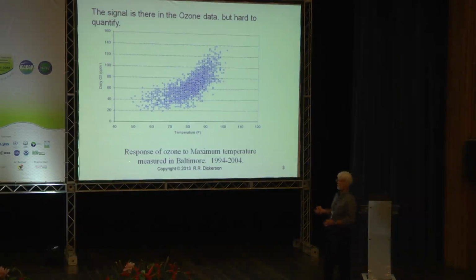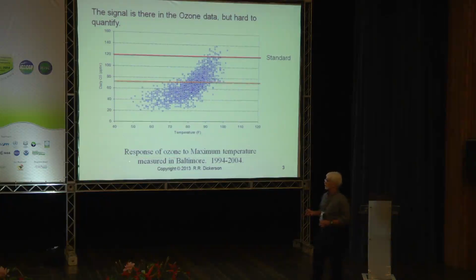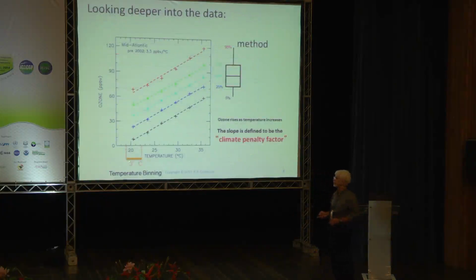There is a temperature dependence of ozone, and it's messy. It's hard to pick out exactly what's going on there. It doesn't appear to be linear. So I had a very clever student, Brian Bloomer, who, oh, that's the standard, by the way, for 1 hour, 8-hour standards. Yeah, Baltimore and Washington violate EPA standards for clean air.